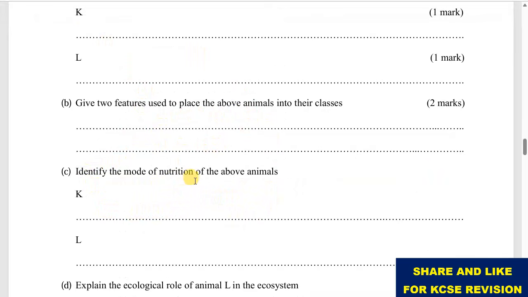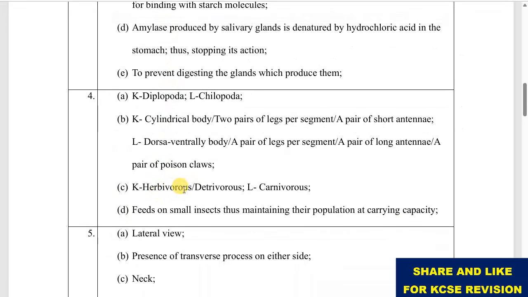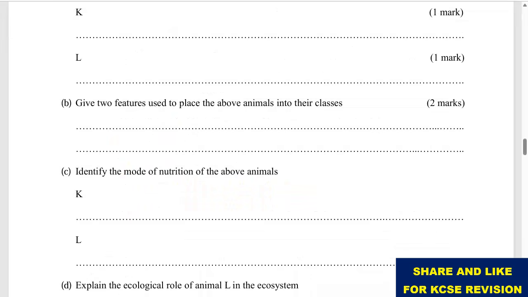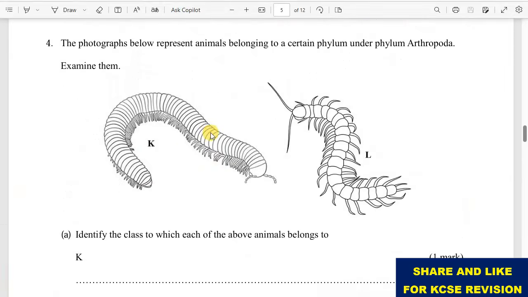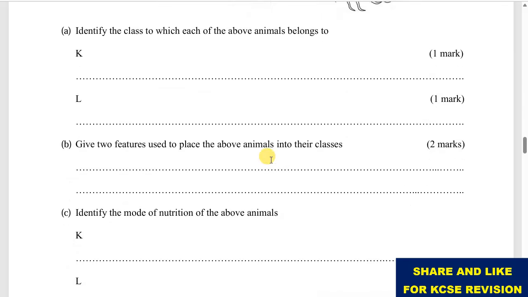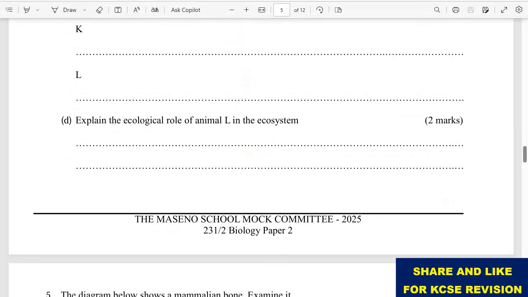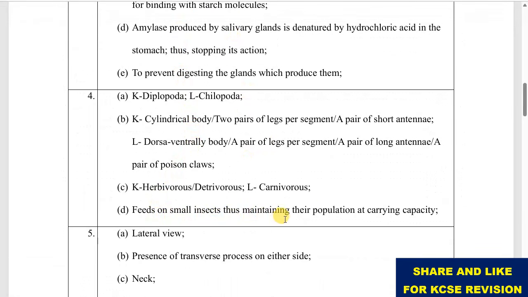Identify the mode of nutrition for the above K and L. K: herbivorous, detritivorous. L: carnivorous. Explain the ecological role of animal L in the ecosystem. It feeds on small insects, thus maintaining their population at carrying capacity.